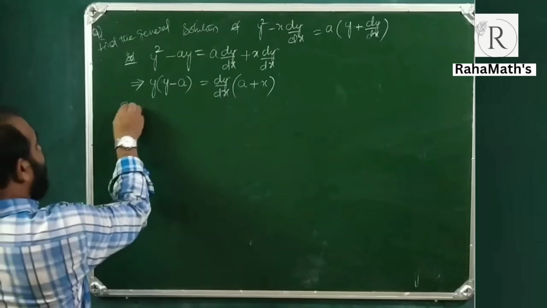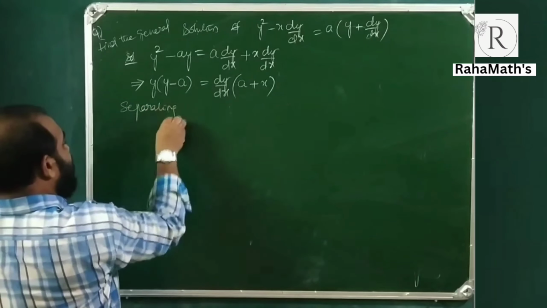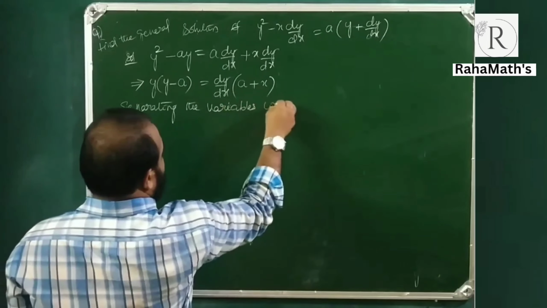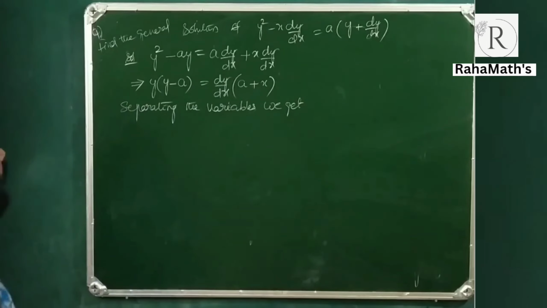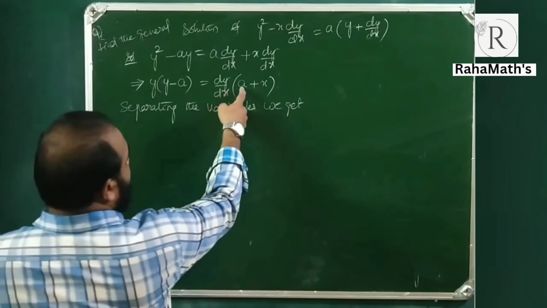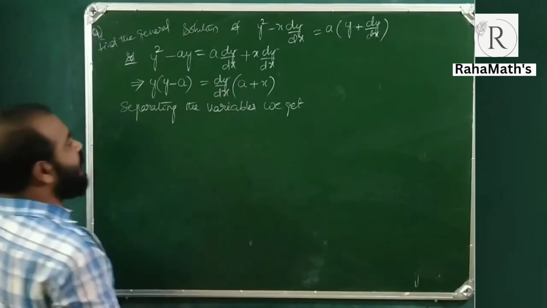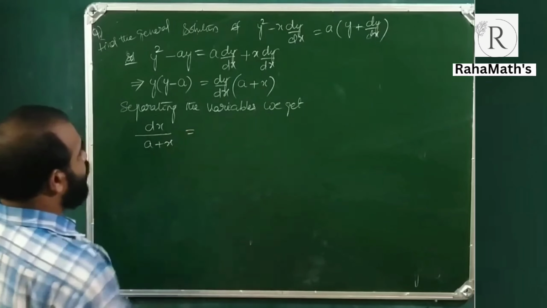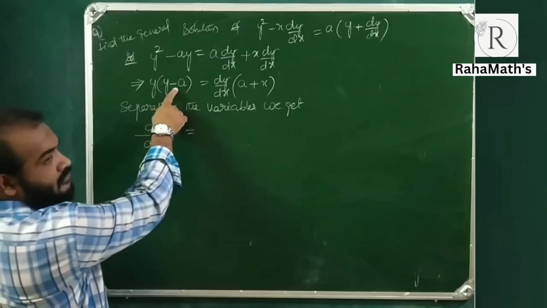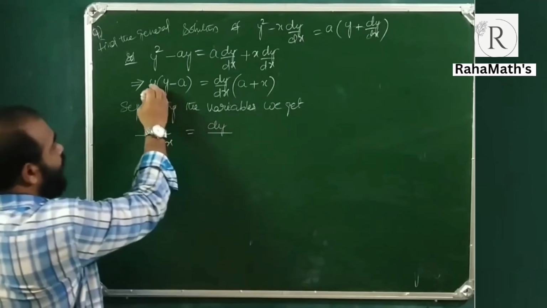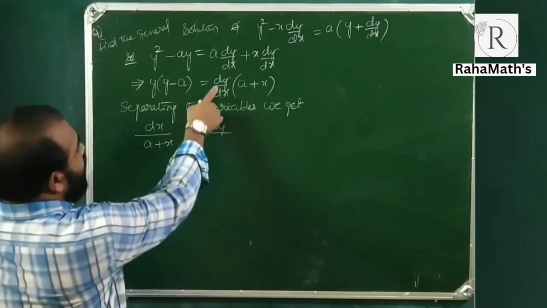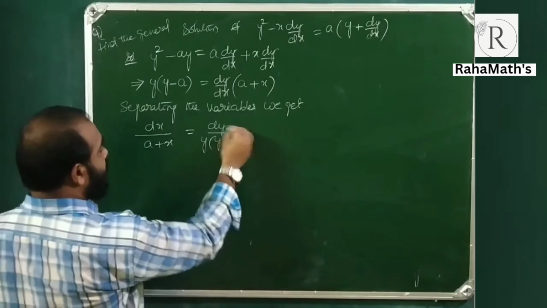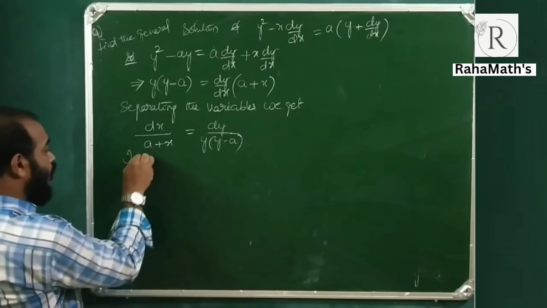So separating the variables, we get this is a plus x by dx. If you transpose onto another side, this is dx by a plus x. This is equal to y into y minus a. So this is dy by, if you transpose this onto another side, it would be dividing with the dy, so y into y minus a. So now integrating on both sides.